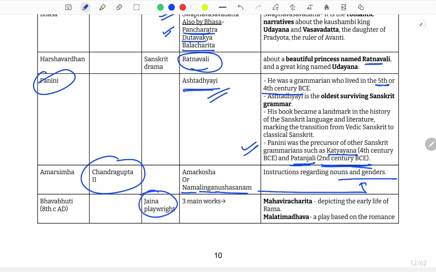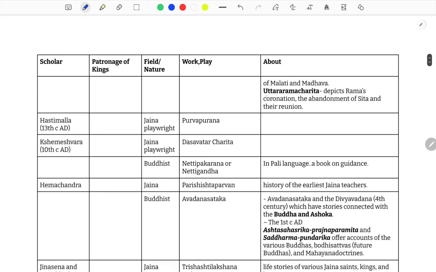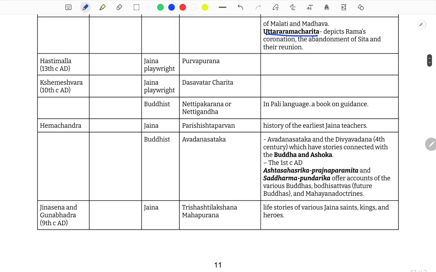Bhavabhuti, a Jain playwright. Bhavabhuti's 3 main works are Mahavir Charita, depicting the early life of Ram, Malati Madhav, a play based on the romance of Malati and Madhava, and Uttar Ramacharita, which depicts Ram's coronation, the abandonment of Sita and their reunion.